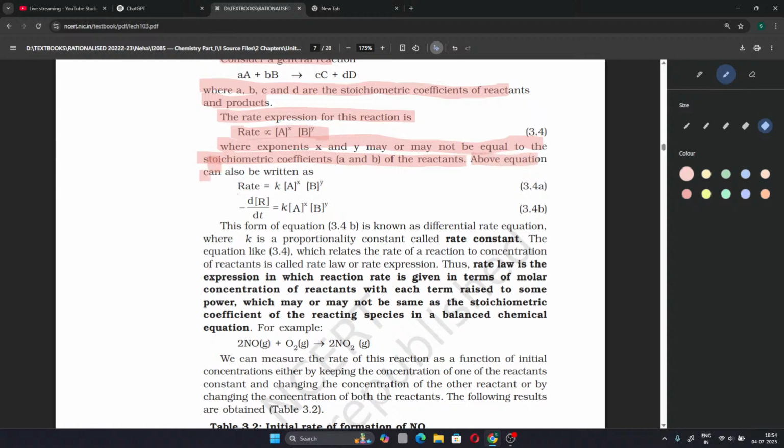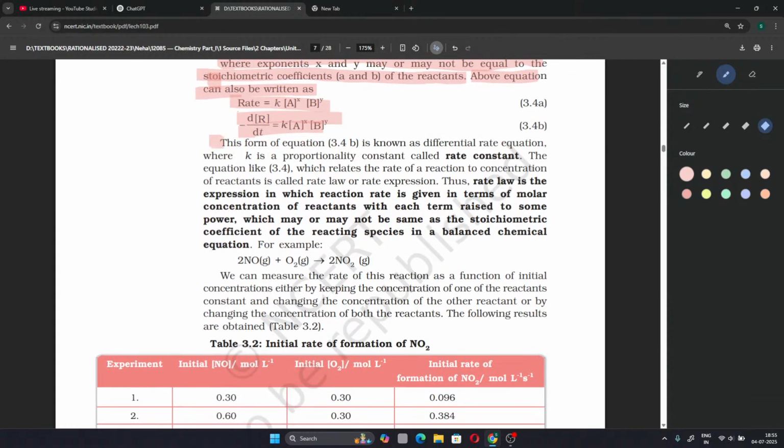The above equation can also be written by introducing a proportionality constant, where rate equals k [A] power x times [B] power y. We know that the rate of the reaction in terms of a reactant is minus d[R] by dt. Here R is not the rate of the reaction but the concentration of the reactant. In such a case, minus d[R] by dt equals k [A] power x times [B] power y. This form of equation 3.4 is known as the differential rate equation.